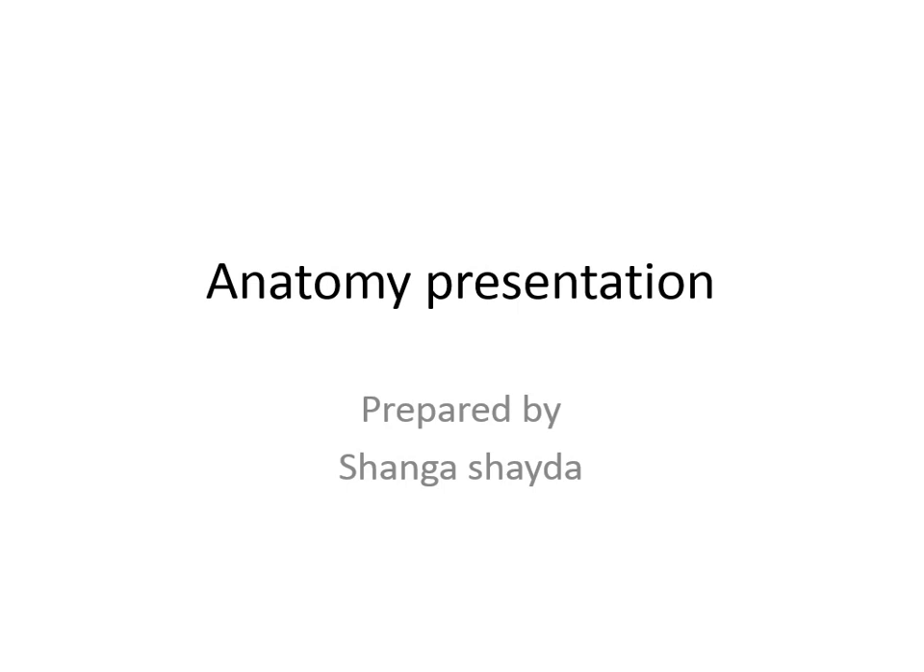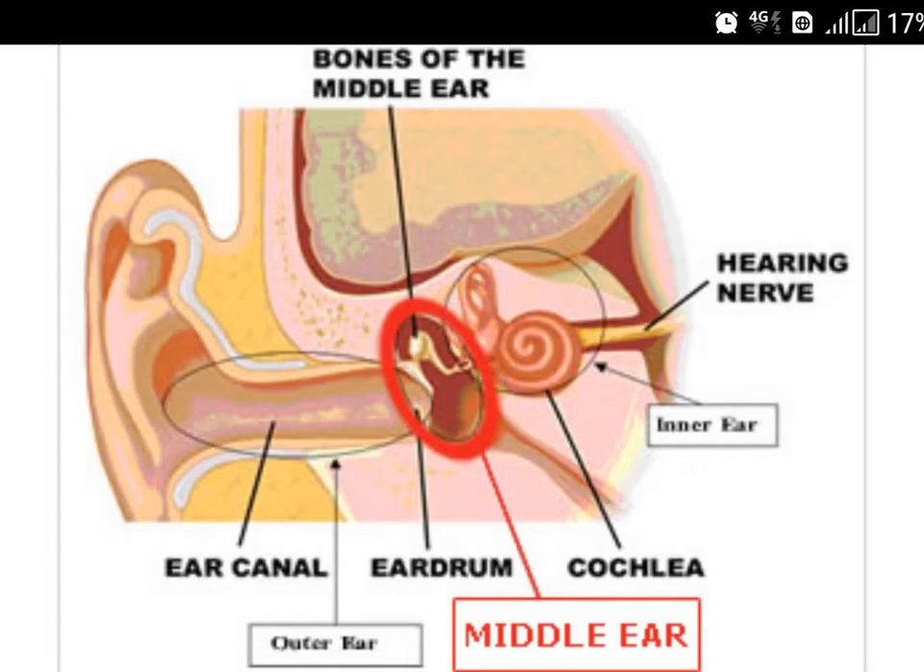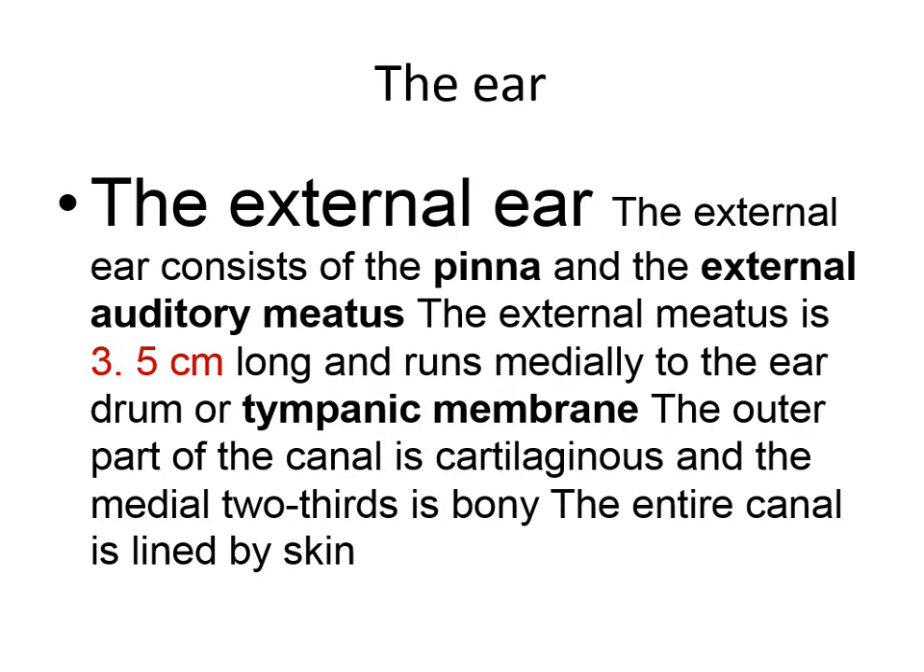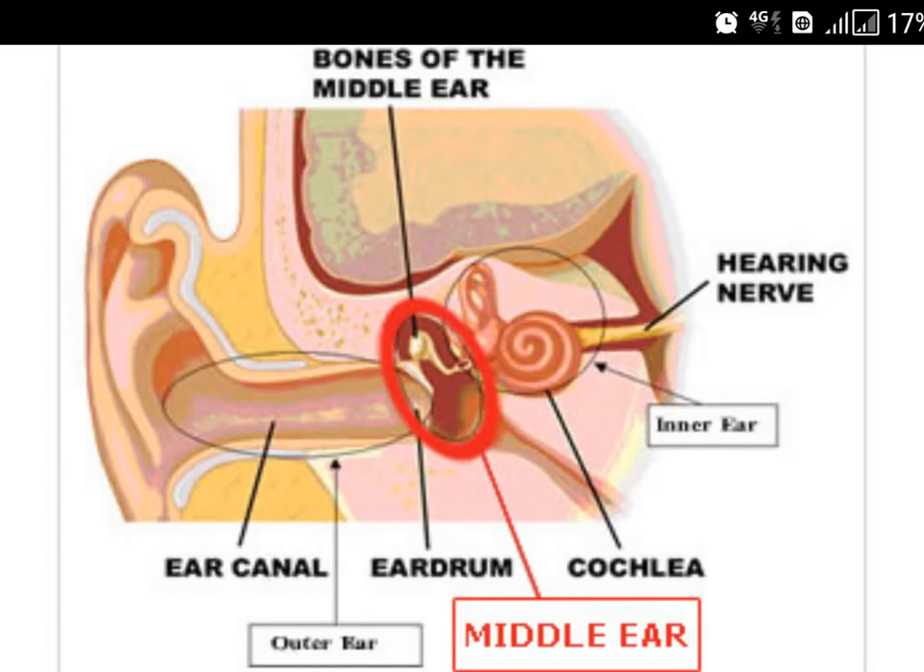Good morning, everyone. Today I will talk about the ear, which is a somewhat delicate subject, but I will try my best, with the help of Dr. Ahmed, to simplify it. The ear is divided into three parts: external, middle, and internal ear. The external ear consists of two parts: the pinna, the outer part of the ear, and the external auditory meatus.